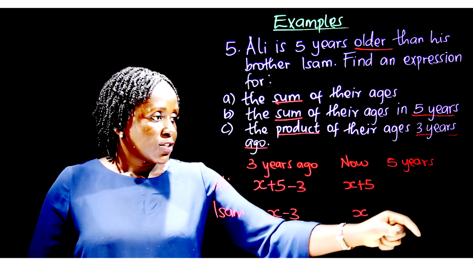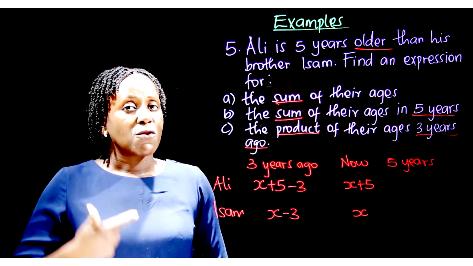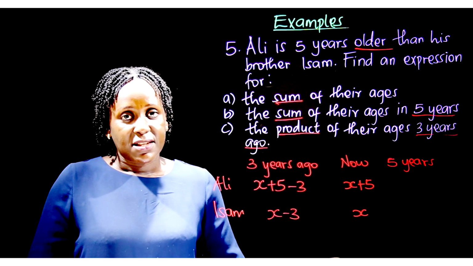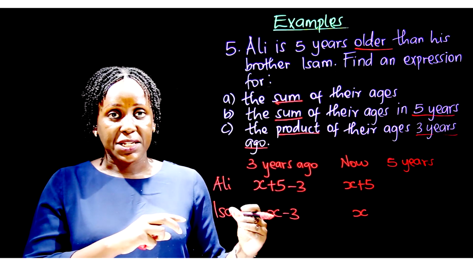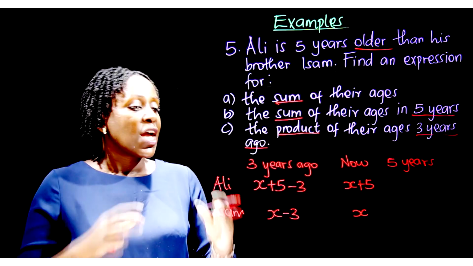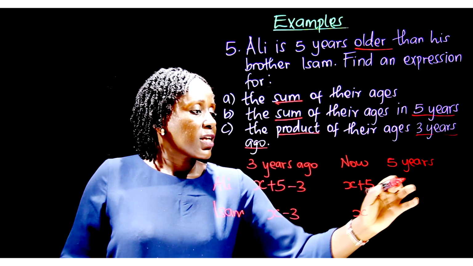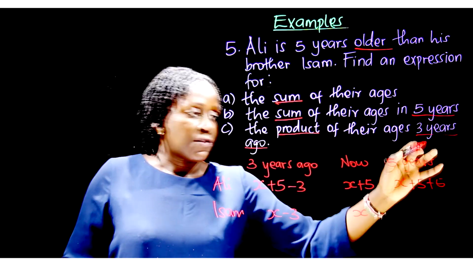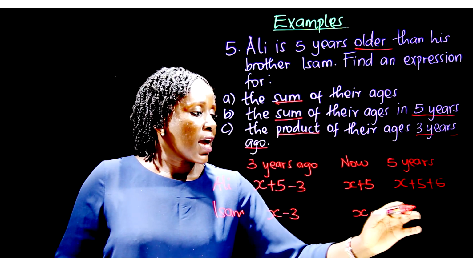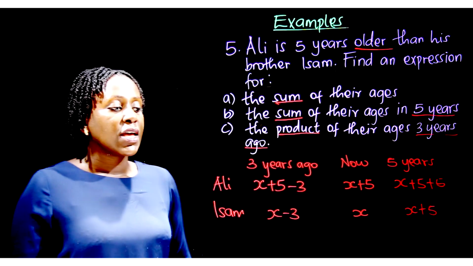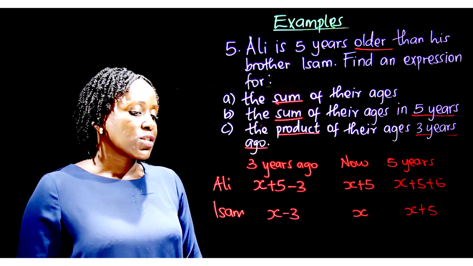Now to finish up in the last column, we are looking at 5 years to come. So like we said, if you are 14 years right now, in 5 years, how old will you be? So you take 14 plus 5, which is equal to 19. So we do the same thing here. Ali is x plus 5 years old now. So in 5 years' time, he will be x plus 5 plus 5. Alright? The current age plus 5. Then Isam will be x plus 5. Now, having gotten these representations, we can now answer the questions provided.